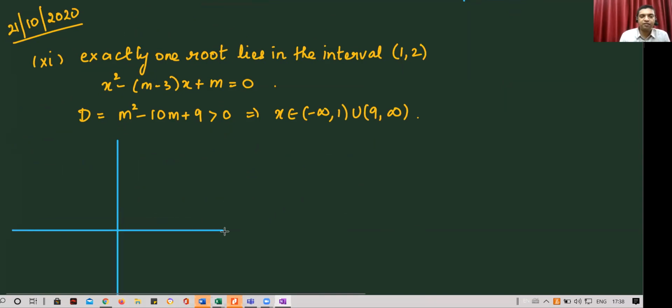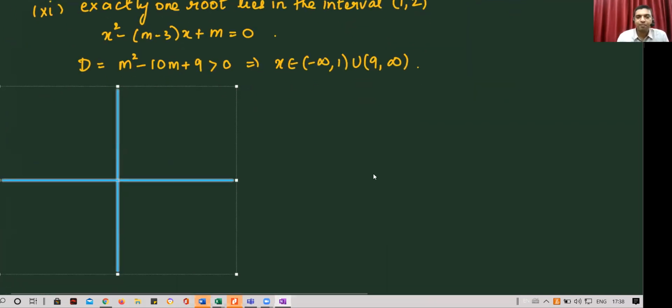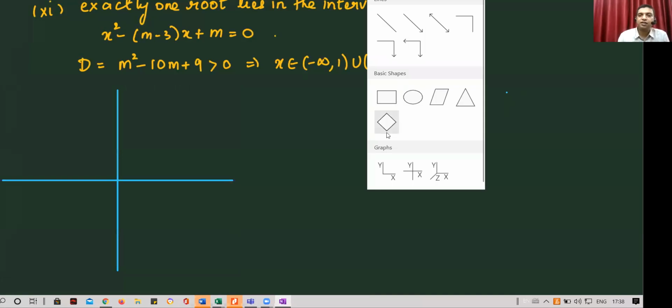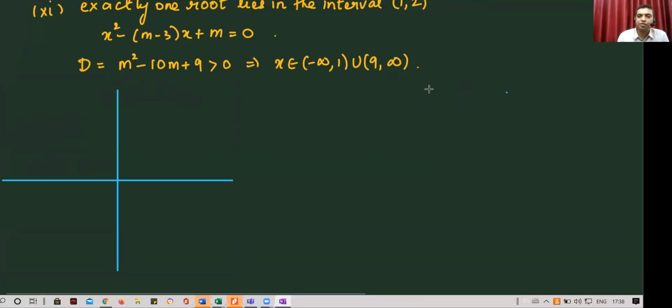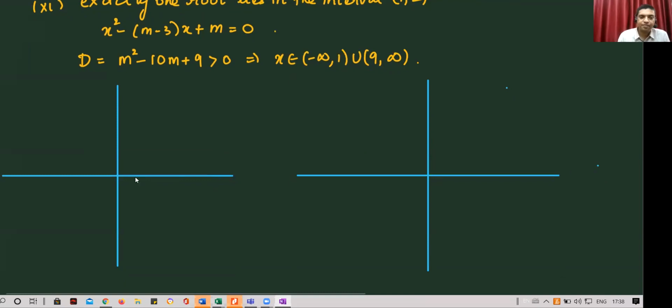I'll draw the graph. The equation at 1 will be positive, but at 2 it will be negative. Very good. Yes, you're right. But it may be the other way also, because at 1 it can be positive and at 2 it can be negative, or at 1 it can be negative, at 2 it can be positive.